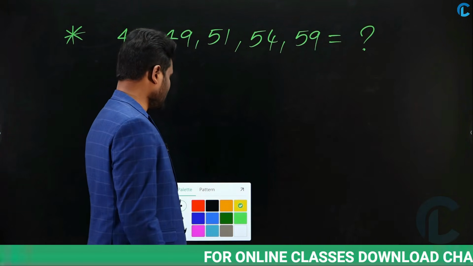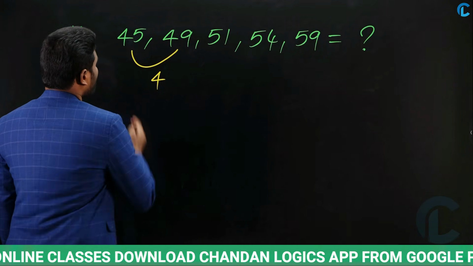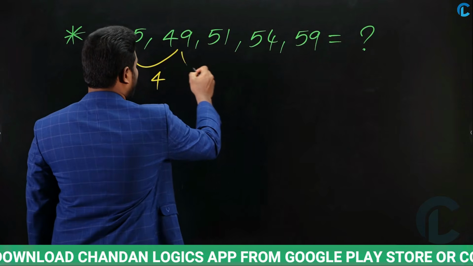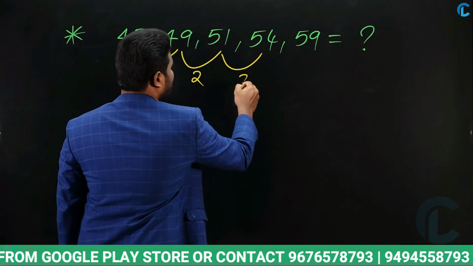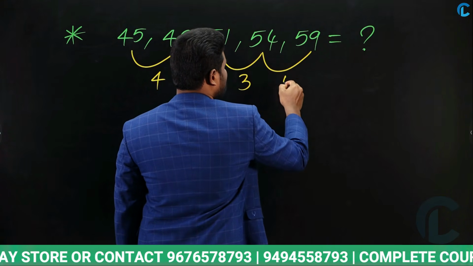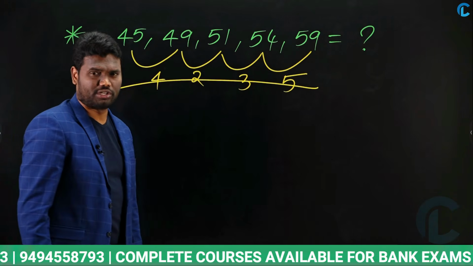If you want, you can observe here. If you look here, what is the difference here? The difference is, 45, 49, the difference is 4. Here the difference is how much? Here the difference is 2, and here the difference is 3, and here the difference is 5. If you observe here, this series is not in arithmetic progression.